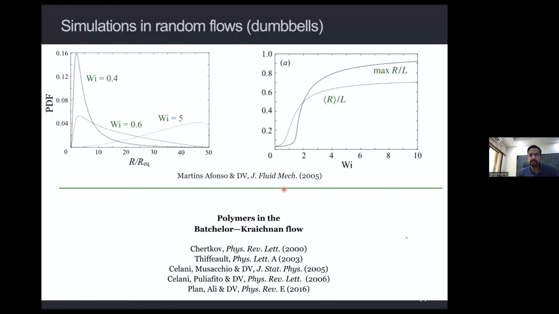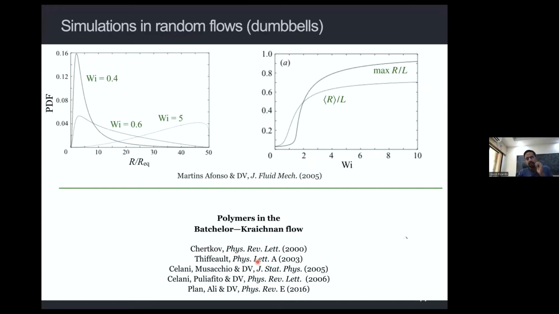It's not as sharp as in laminar flows, but it's there, and there are other reasons to call it a transition. For example, you have critical slowing down of the PDF's dynamics near the transition. But I can discuss that if there are questions later. The important point to note here is you see the distributions are very broad, and that's something that we should contrast with laminar flows.